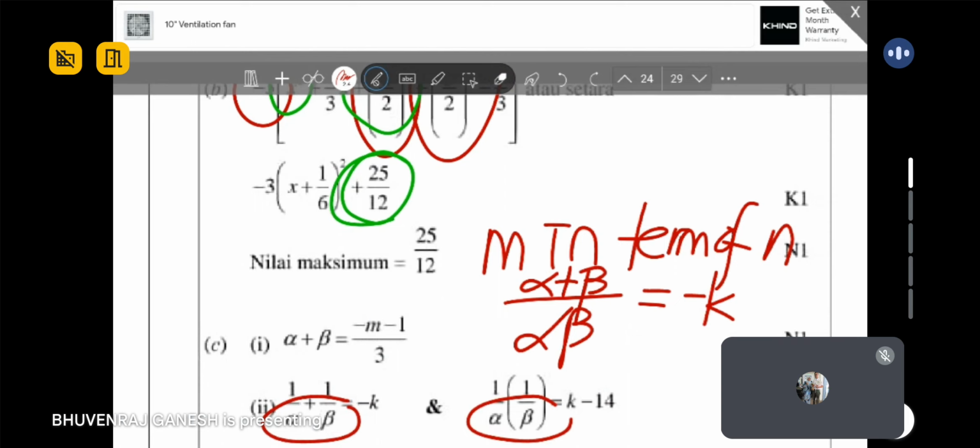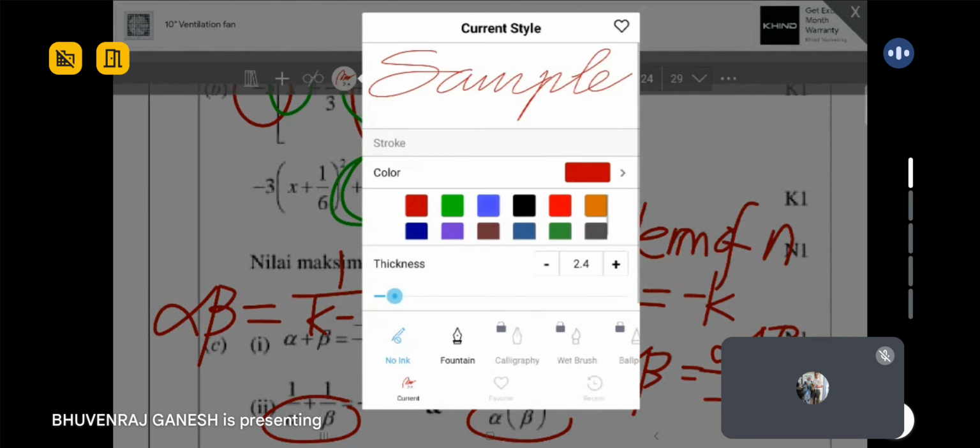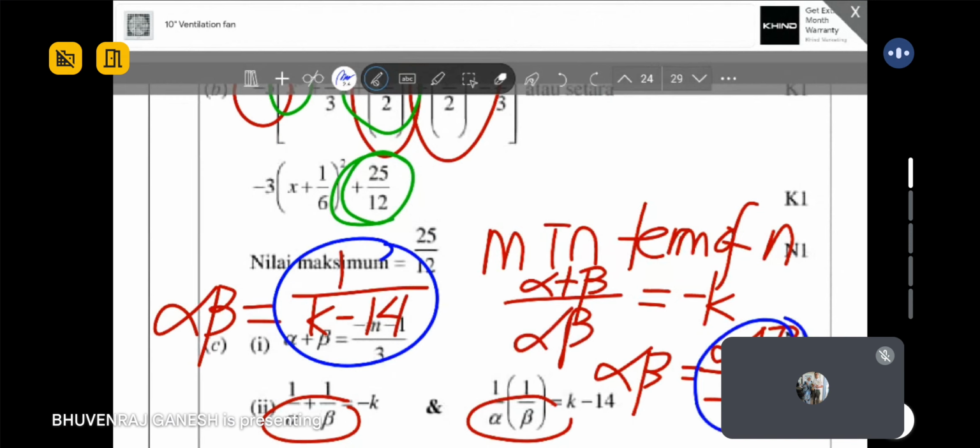So first step, basically you express both equation alpha beta in term of K and M. Kamu ungkapkan alpha beta saja. Example, alpha beta equal to, you will get alpha plus beta over negative K, yang pertama. And then the second, alpha beta equal to, you will get 1 over K minus 14. So you just equalize. Samakan dua-dua yang ni. So you get new equation already. Alpha plus beta, you substitute with negative M minus 1 over 3.